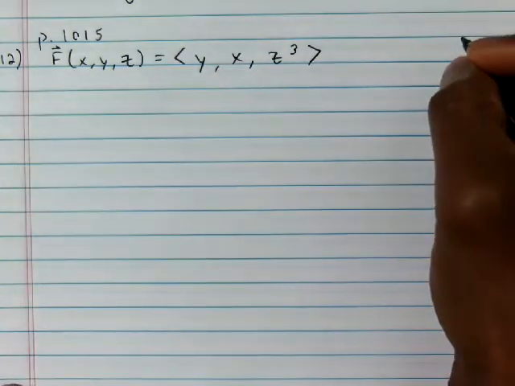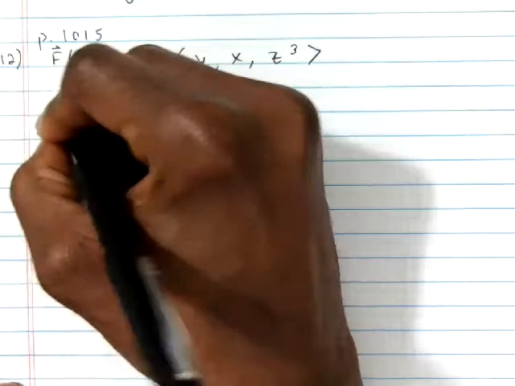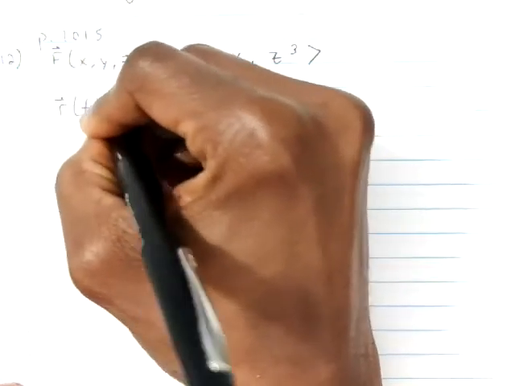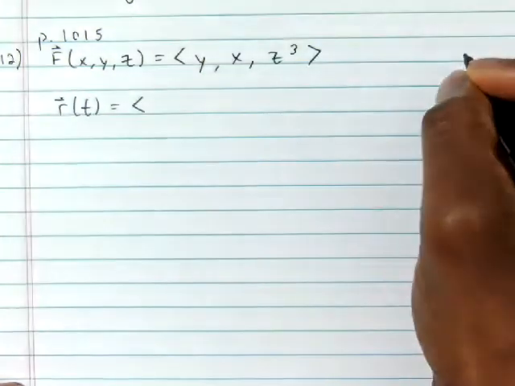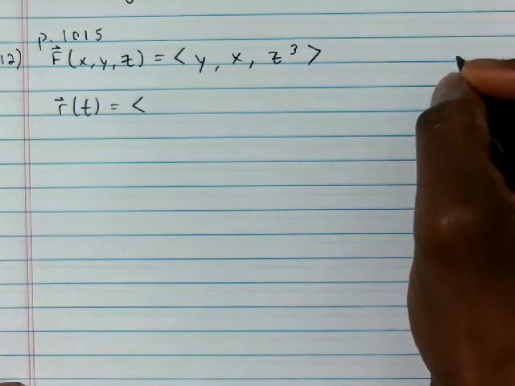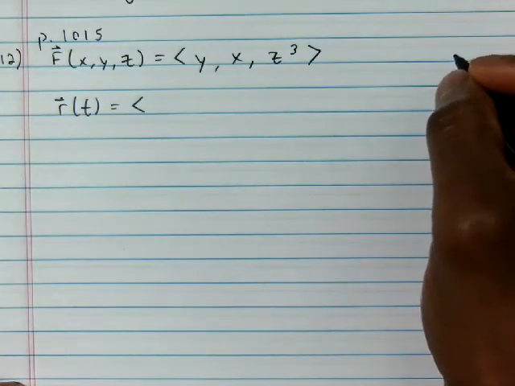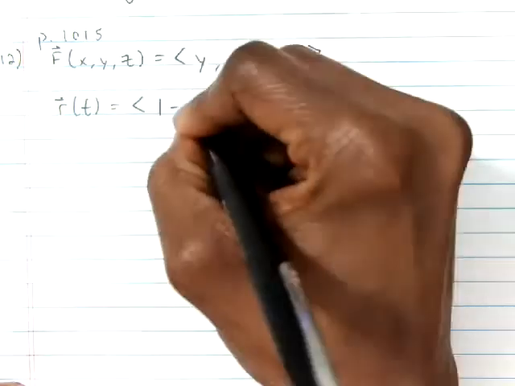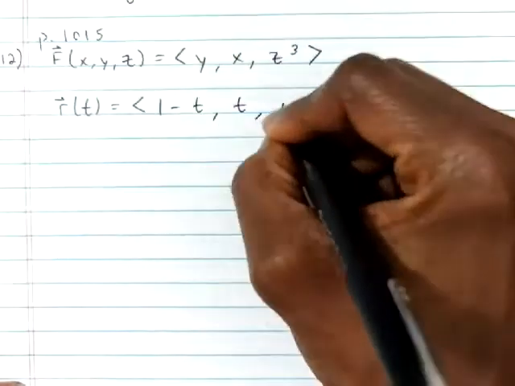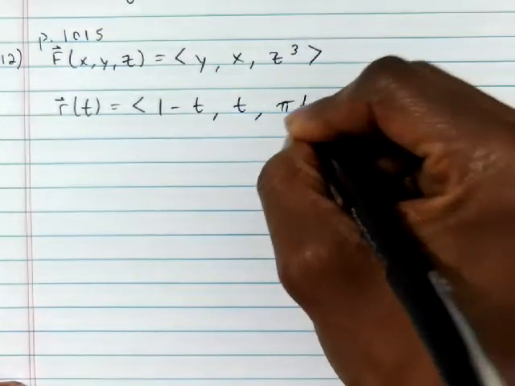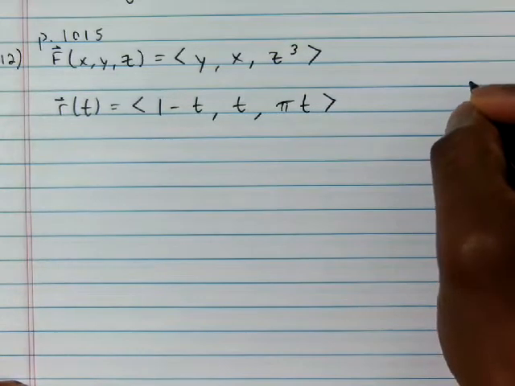And they also give us that r of t is the curve 1 minus t, t, and then pi t, and t varies from 0 to 1.